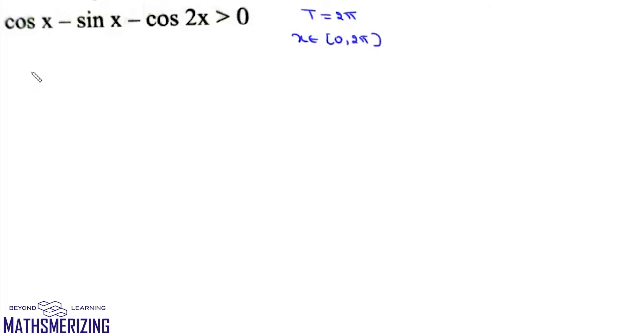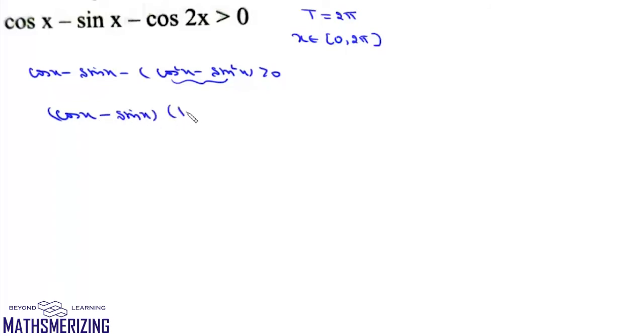Now we'll write this as cos x minus sin x, and this is minus, and cos 2x is cos square x minus sin square x, greater than 0. Now this is a plus b into a minus b, so we can take cos x minus sin x common. So we can write this as cos x minus sin x, into 1 minus cos x minus sin x, greater than 0.